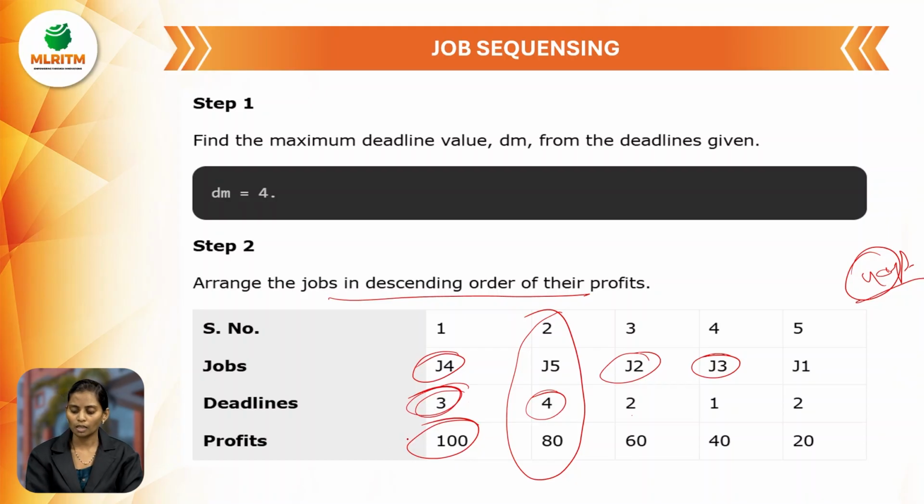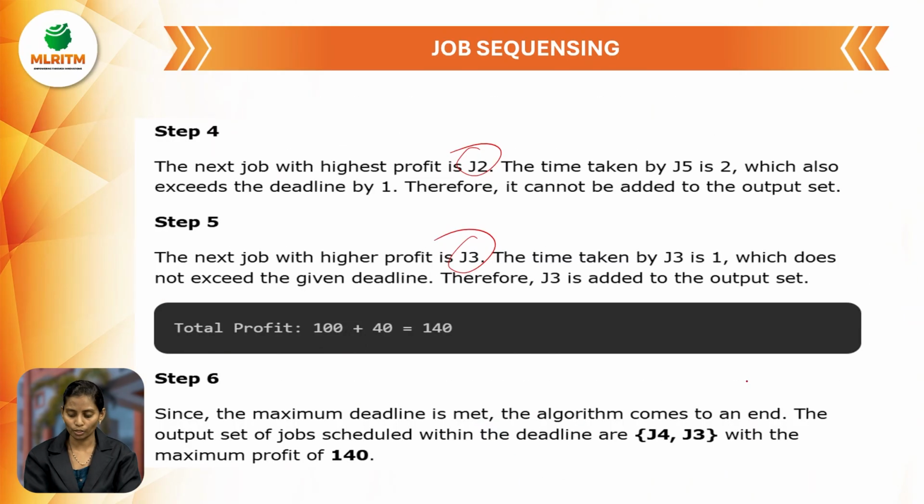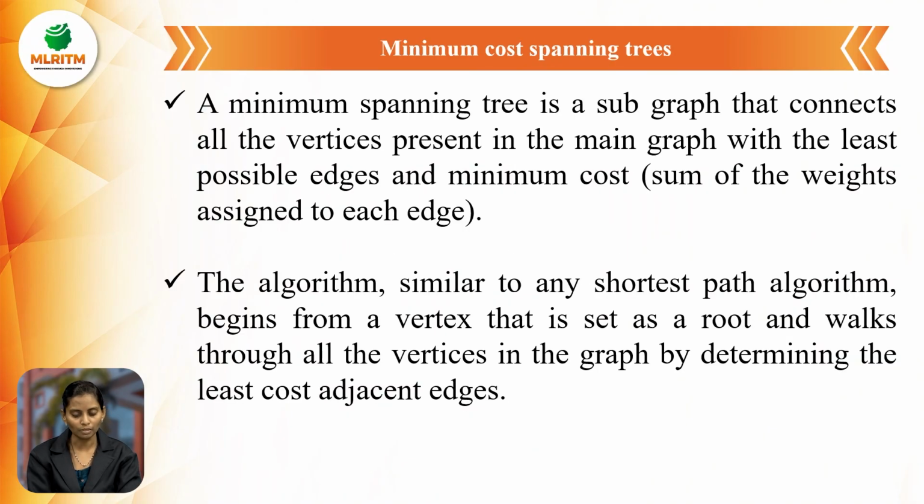priority. Then I cannot insert this one, and I cannot insert this one either, because I have only one day left. So then I choose J3 as my next job. So here J4 as well as J3 are my priorities. Based on that, what is the profit I am going to get? J4 is 100 and J3 is 40. So the overall profit is 140. So that is my maximum.